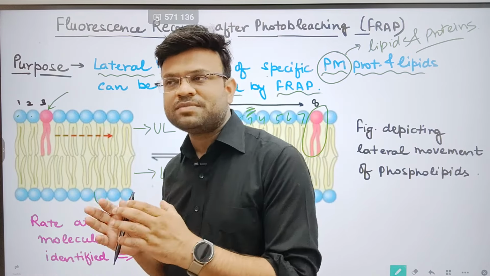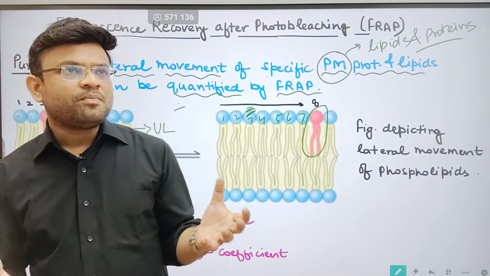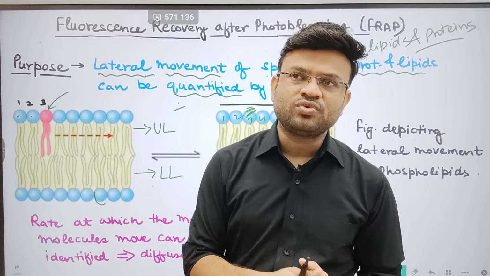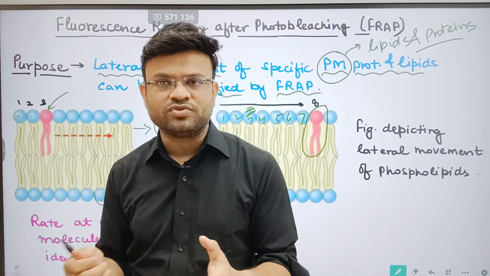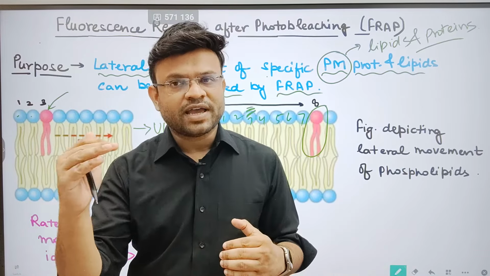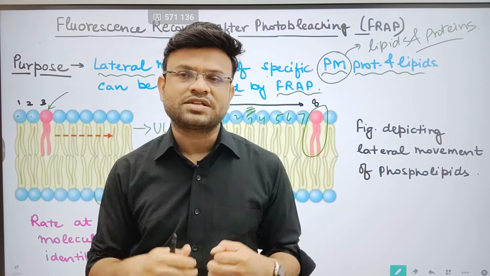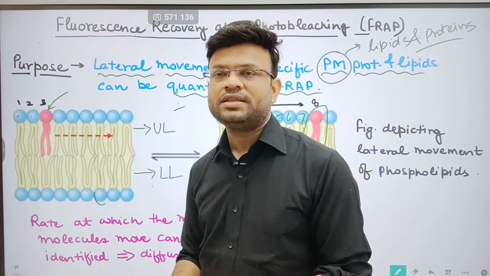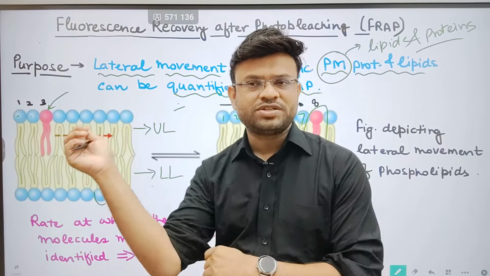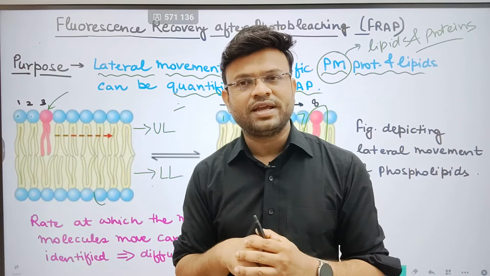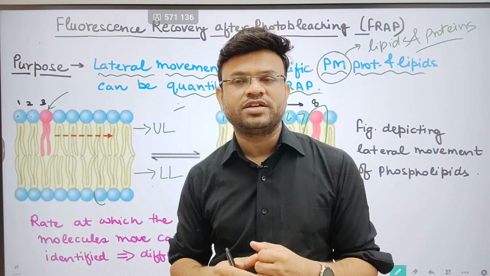By diffusion coefficient, I simply mean that the component that has a higher diffusion coefficient will be moving at a faster rate as compared to the molecule that has a lower diffusion coefficient. Again, molecules with a higher diffusion coefficient will show higher mobility. This is estimated by fluorescence recovery after photobleaching. It gives you a diffusion coefficient through which you can get an idea which component is moving faster and which is moving slowly.